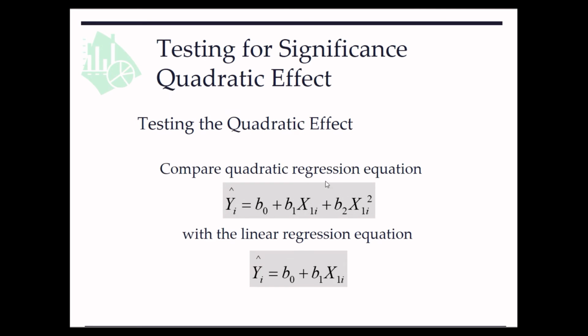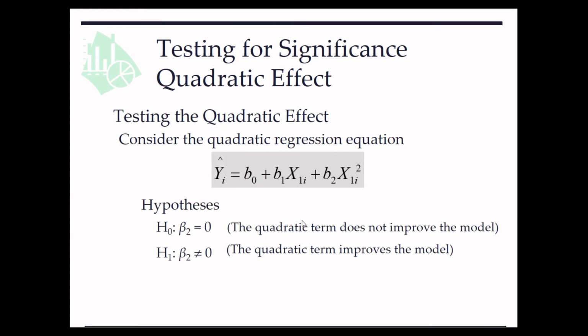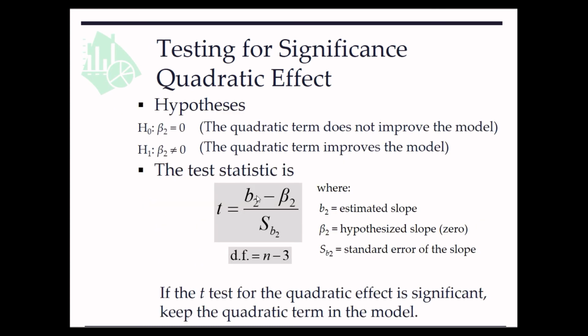To test the quadratic effect, we compare the quadratic regression equation with the linear regression equation. Here we test the null hypothesis beta 2 equals 0 and the alternative hypothesis beta 2 non-zero. So here we can use a t-test, where this t statistic follows a t-distribution with n minus 3 degrees of freedom, where n is the sample size.